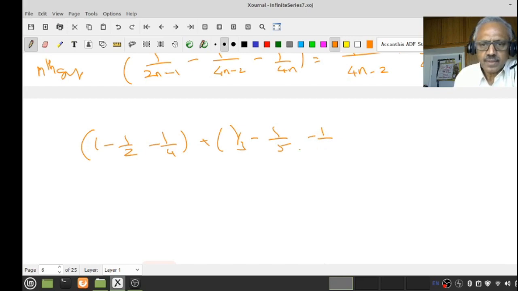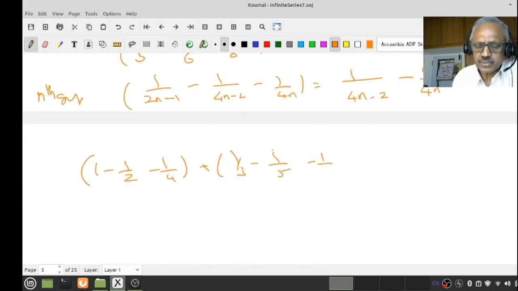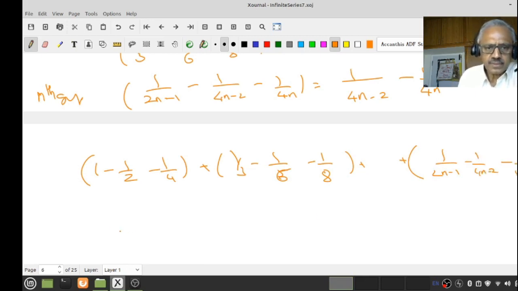Therefore, the sum is going to be 1 minus half minus 1/4 plus 1/3 minus 1/6 minus 1/8, and so on, plus 1 by 2n minus 1 minus 1 by 4n minus 2 minus 1 by 4n. This is going to be, okay, and so on. What are the terms now you can see? 1 by 2 minus 1 by 4, this is 1.